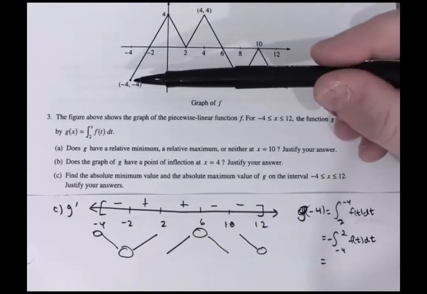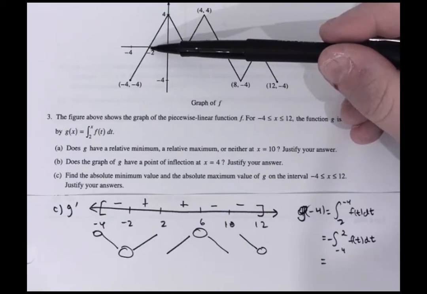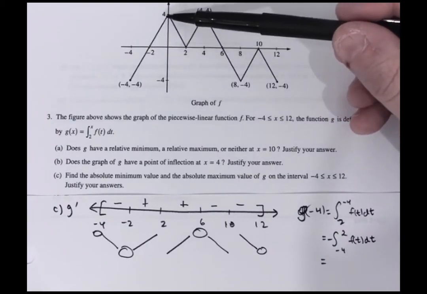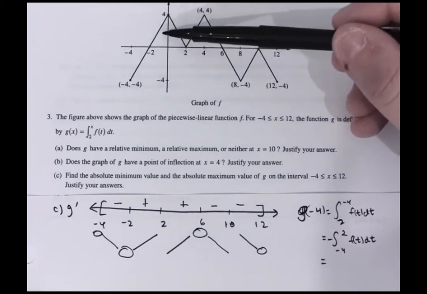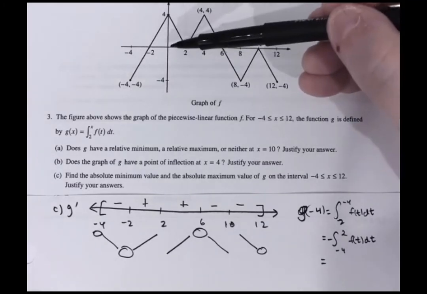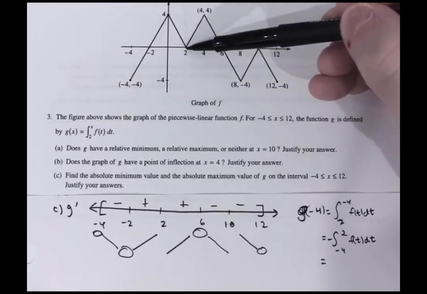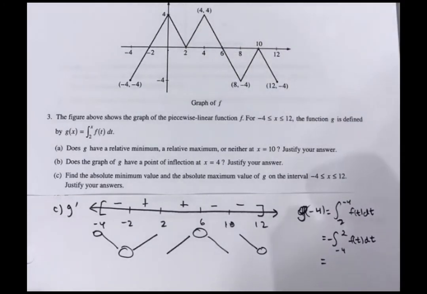So looking at our graph, it looks like from negative 4 to negative 2 and negative 2 to positive 4 are going to cancel each other out because one of them is negative area and one of them is positive area, but they're symmetric triangles. Going for that last little bit then to 2, we can see that we have a base of 2 and a height of 4. 4 times 2 is 8, divided by 2 for the triangle is 4. So g of negative 4 equals 4.